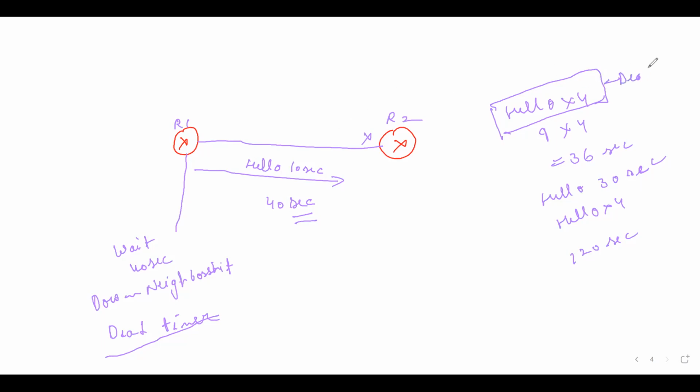Into 4 means 4 times it will send. Even if you change hello to 50 seconds, it's going to be 4 times. So 50 into 4, that timer would be 200 seconds. After 200 seconds, it will drop the neighborship. It will break the neighborship and declare the dead timer.